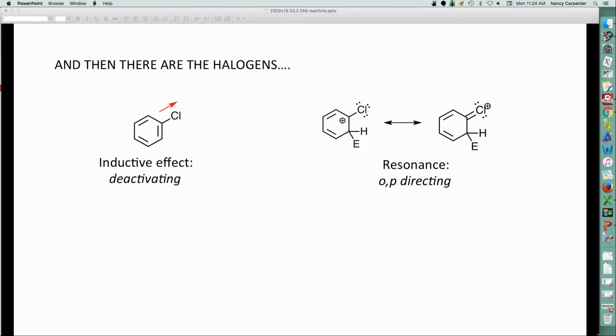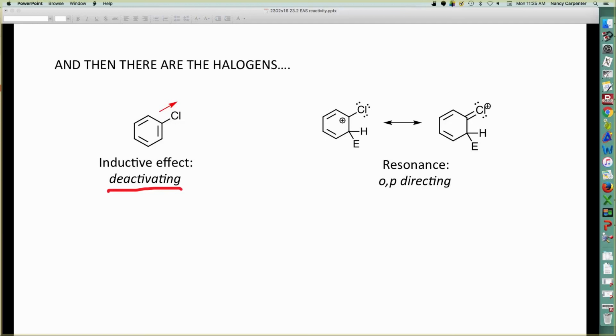Until you look at the halogens. So like I said, there's always got to be a darn curveball. So when we have something like chlorobenzene, it's a little confusing. You know, what can I say? The halogens are just confused. So we know that the halogens are somewhat electronegative. So we have an inductive effect whereby the chlorine, being more electronegative than carbon, is pulling electron density away from the aromatic ring, deactivating it.